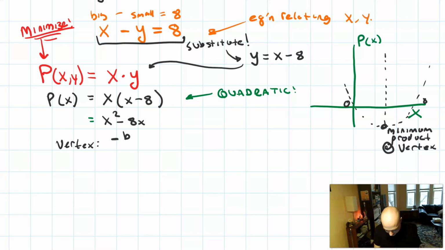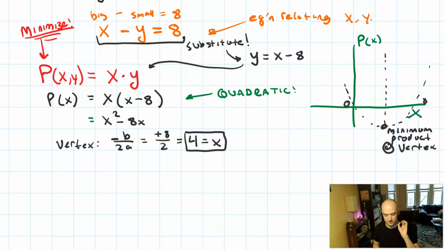Well, we know it's going to be at negative b over 2a, which is going to be positive 8 over 2, or 4, equals x, right? So at x equals 4, that's the proven vertex.